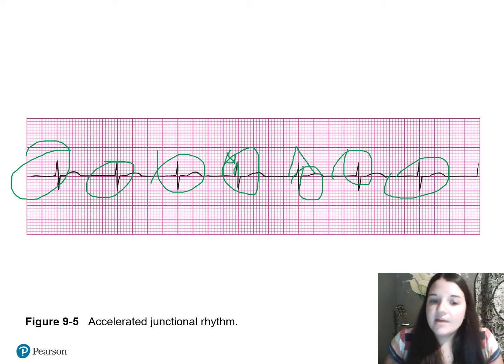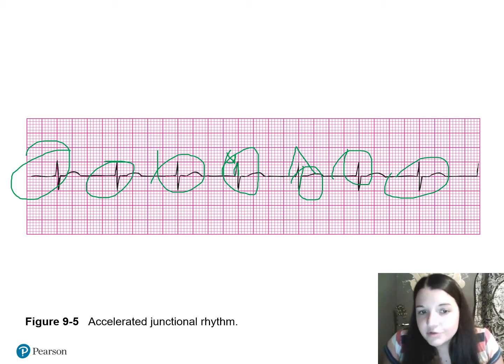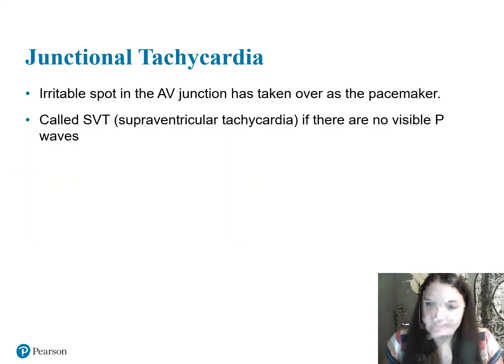So we know that this is not coming from my sinus because there's no P waves. It's not coming from my atria because there are no P waves looking different from each other. It is coming from my AV junction because we have narrow QRSs. And then next week you'll learn that it's coming from my ventricles when there is no P wave and my QRS is wide.